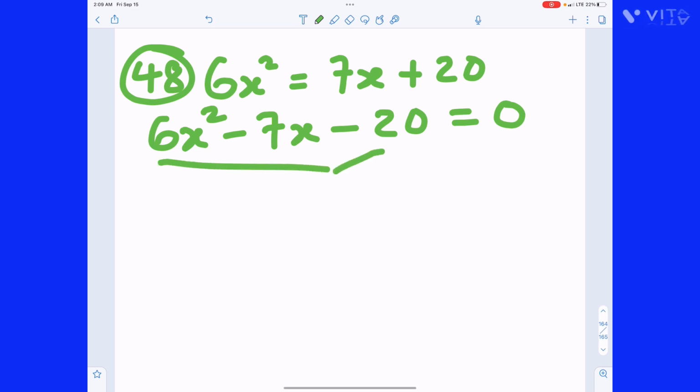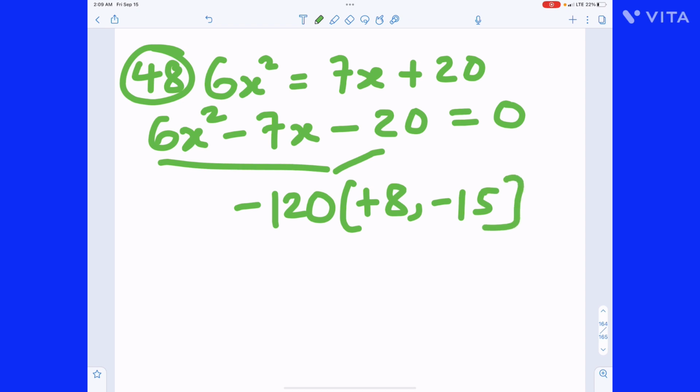And multiply. 6 times minus 20 is minus 120. What factors of minus 120 add to give minus 7 and multiply to give minus 120? If you do it very well, you will get plus 8 and minus 15. Plus 8 and minus 15 multiply to give minus 120, and add to give minus 7.